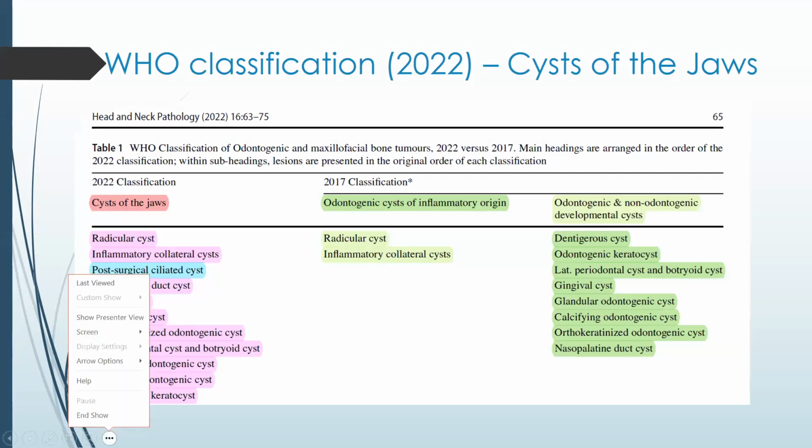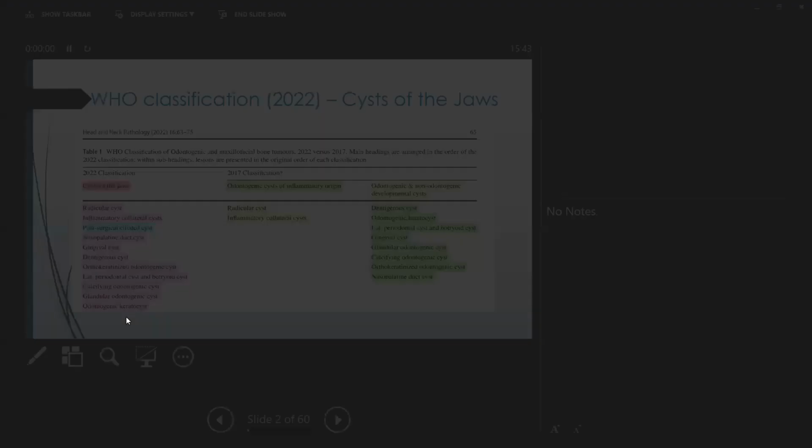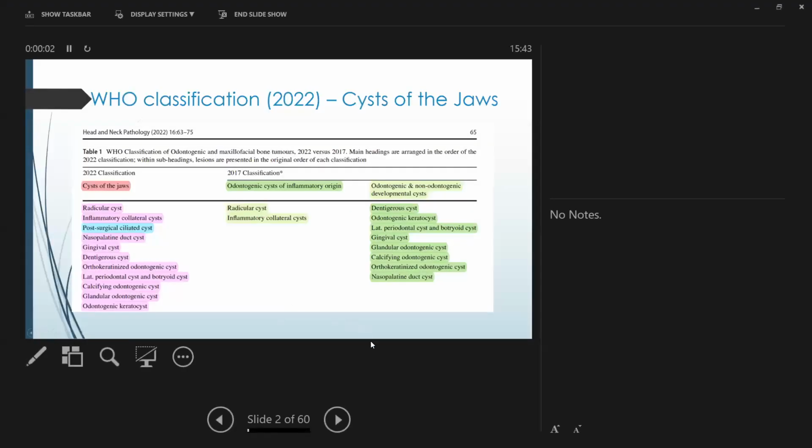So basically the WHO has reclassified the cystic lesions recently. Previously there was a classification in 2005, and then in 2017 there was a recent classification. And again, they have reclassified very recently in 2022. There are two major differences here: this post-surgical ciliated cyst has been included, which was not included in the 2017 classification.